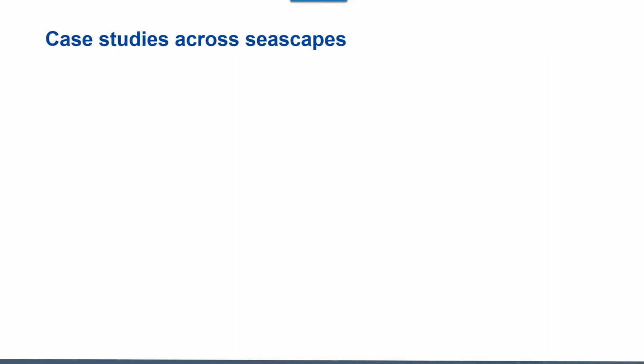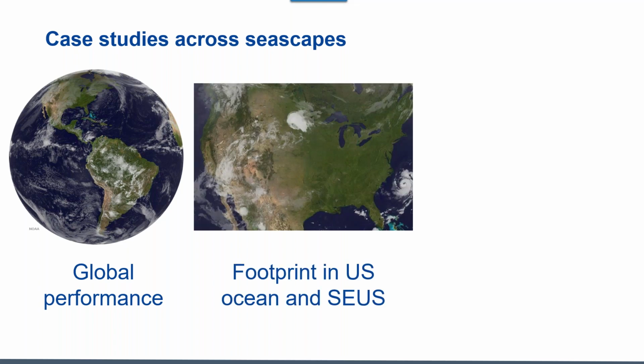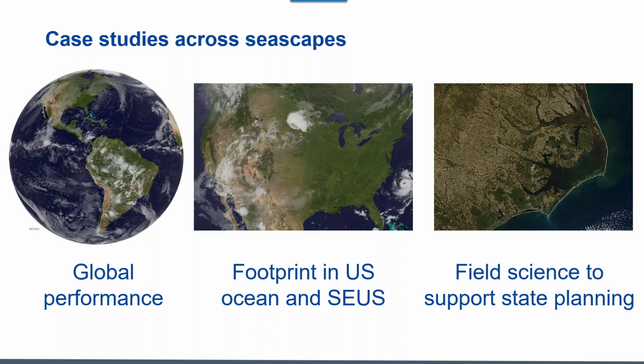And so what I'm going to share today are multiple case studies that we've conducted across seascapes, and these case studies are going to vary in spatial scale or resolution. So we're going to start by looking at the global performance of artificial reefs. We'll then take a national and a regional perspective, looking at the area of seafloor, or footprint as we'll call it, of artificial reef structures. And then we'll dive into more localized state-level science to support planning decisions of the North Carolina Artificial Reef Program.